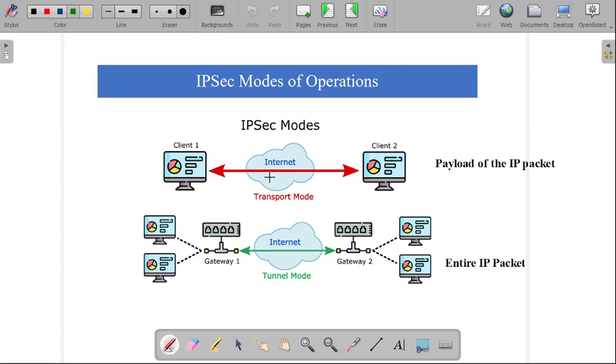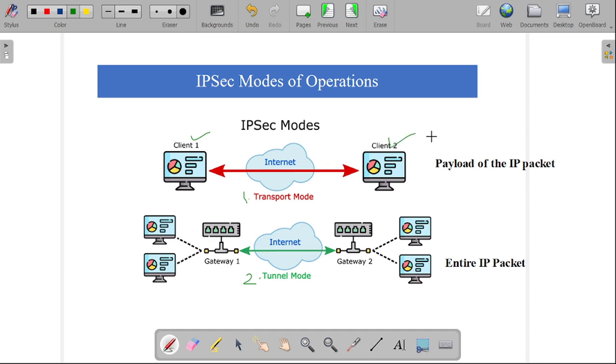In this video, we will learn the concept of what are the IP security modes of operation. So there are two modes of IP security. The first one is transport mode and the second one is tunnel mode. In case of transport mode, we are sending the packets from one client to another client.